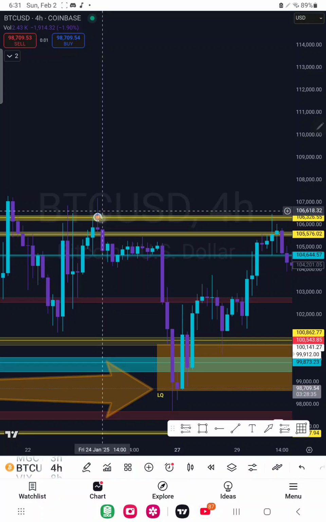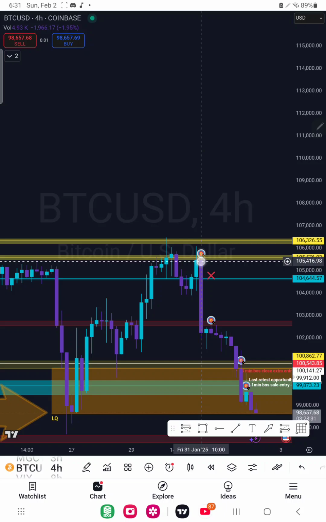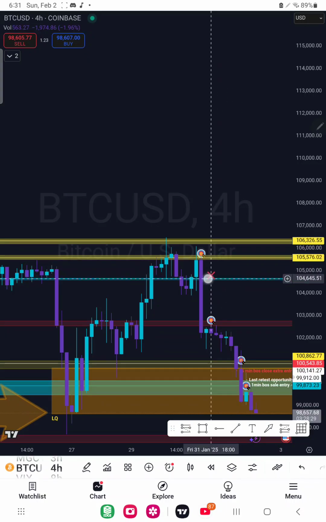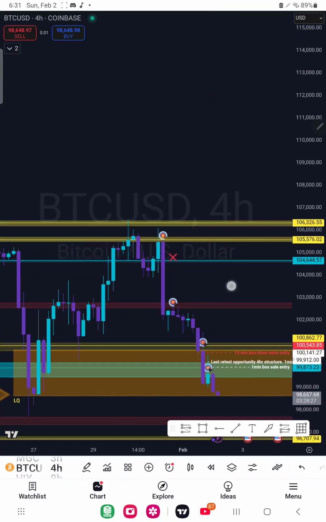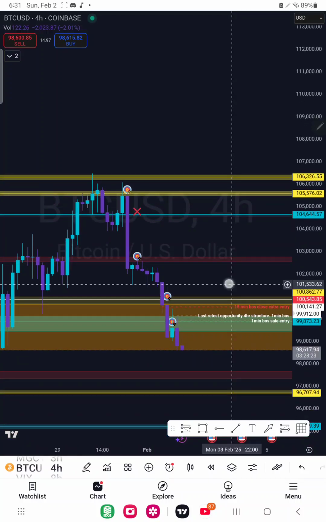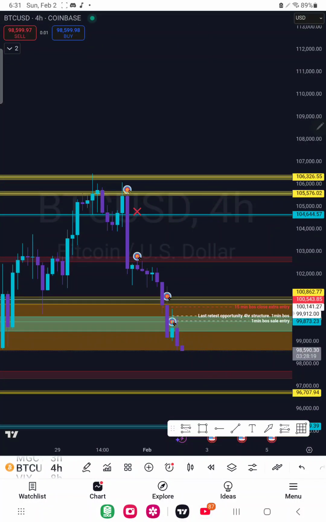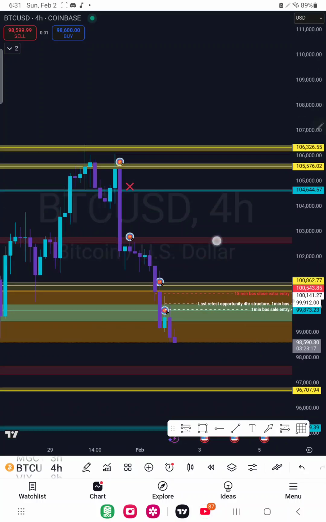The structure point here is retested. This structure point here is retested. This one was not retested. So at some point, the market has to come back to retest this or find support and continue to buy. This one is retested. This one is retested. This one is retested. This orange zone is my area of liquidity.